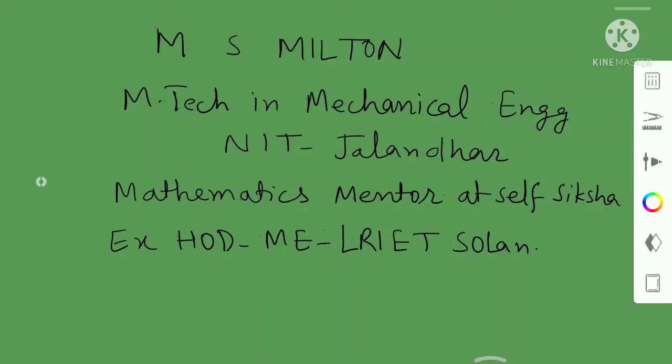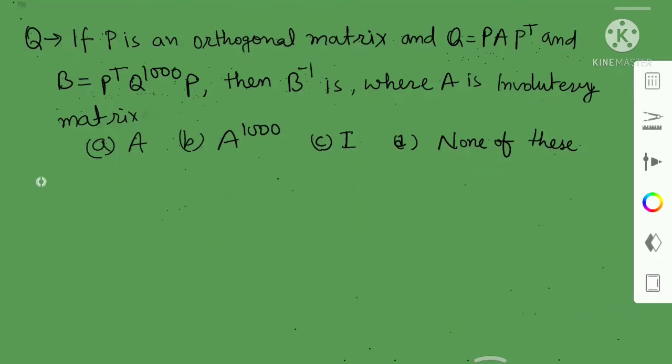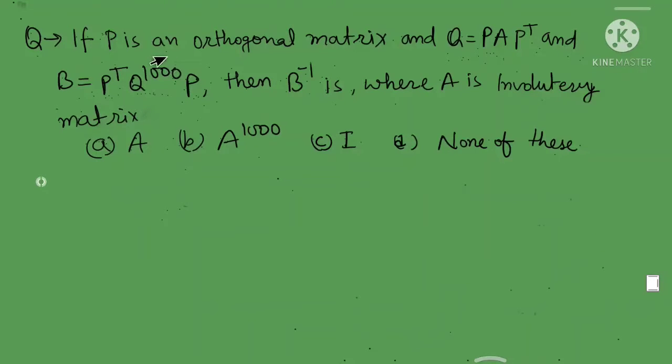Today we are going to discuss mathematics of JEE Advanced, and the question is related to matrices. The first question is: if P is an orthogonal matrix and Q equals P A P transpose and B equals P transpose Q to the power 1000 P, then we have to find B inverse, where A is an involutory matrix. The options are A to the power 1000, hermitian matrix, and none of these. So let's start the solution.